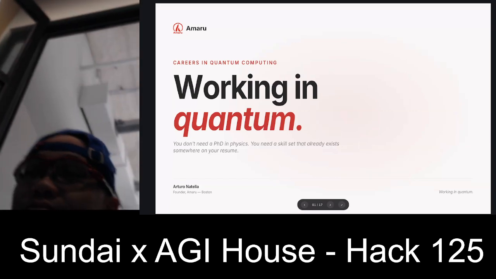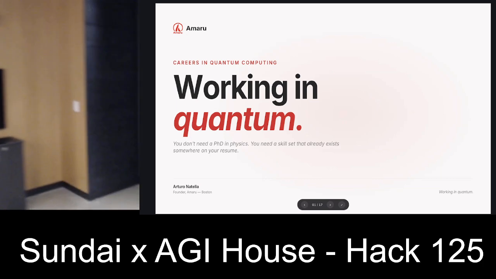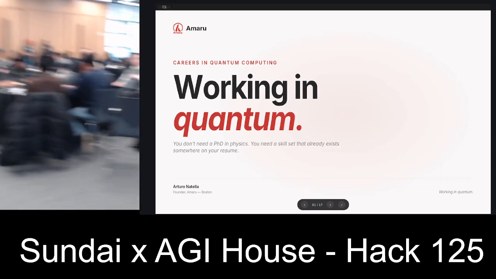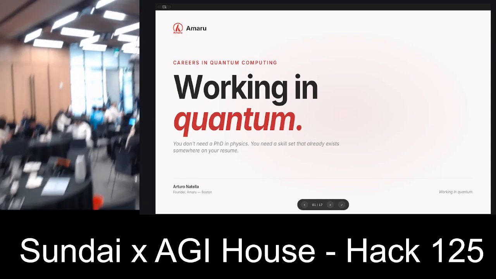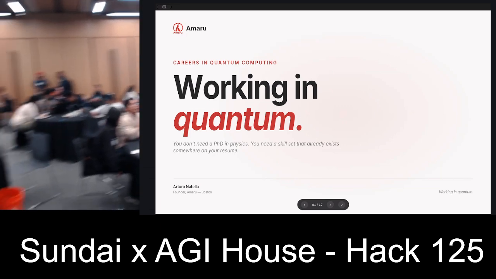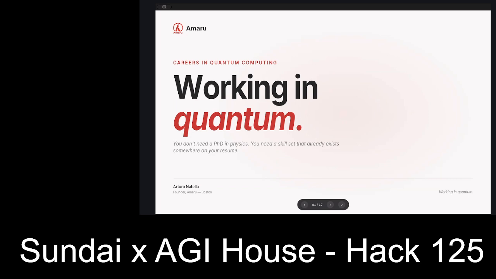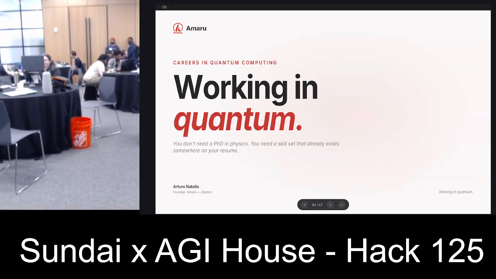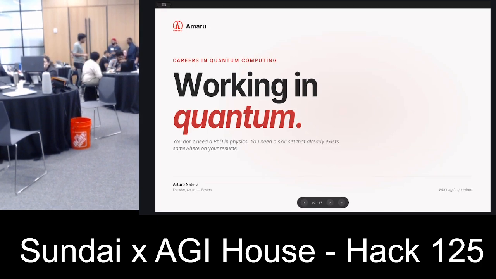So Arthur here is going to talk about jobs in quantum. So if you're interested in getting a job in the quantum space, and also career coaching agency.